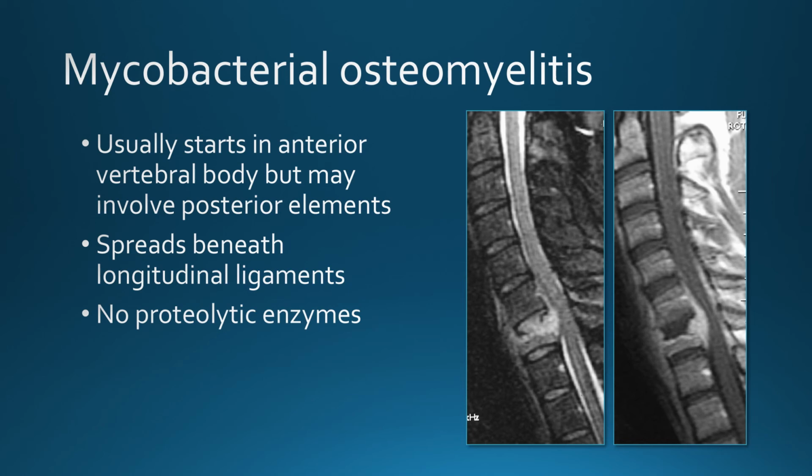So mycobacterial osteomyelitis usually starts in the anterior vertebral body. It can involve the posterior elements. The key thing here is it spreads beneath the anterior and posterior longitudinal ligaments, as opposed to pyogenic infection, which spreads through the disc. So the mycobacterial infection does not have the proteolytic enzymes to chew up the disc. So the disc tends to be relatively preserved until later in the course of infection, and most of the spread from one vertebra to another is beneath the anterior and posterior longitudinal ligaments.